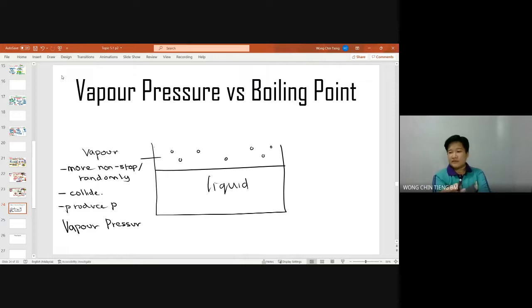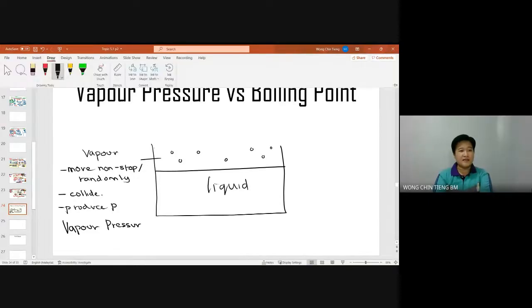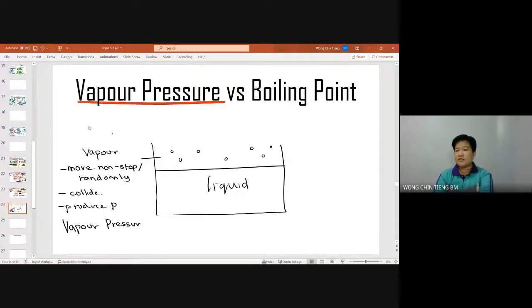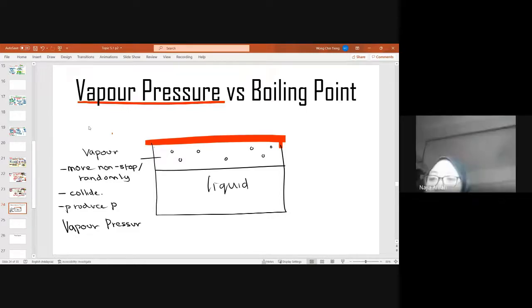Look at my drawing. What is missing? Closed container. Thank you. If you watch the video very carefully, I insist vapor pressure can only be measured when you are sitting in a closed container. Bayangkan kalau container kamu terbuka. Pernah masak Maggi? Guna periuk? Air kamu akan lagi cepat mendidih dengan penutup atau tanpa penutup? Dengan penutup. Betul.